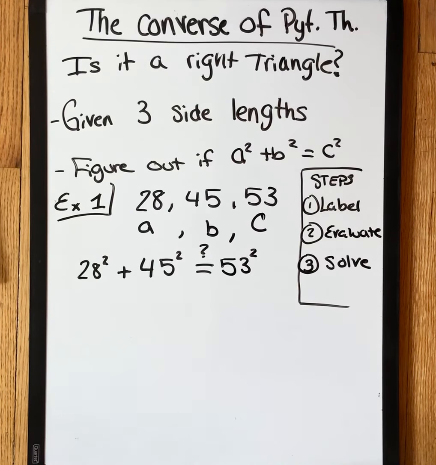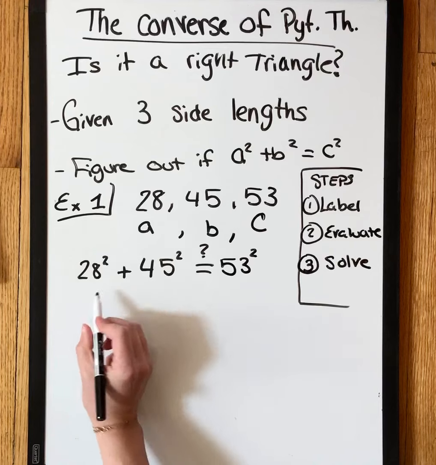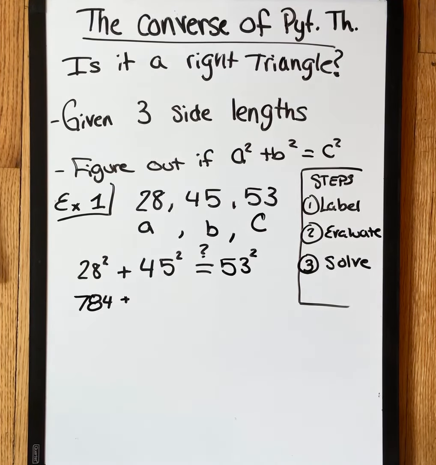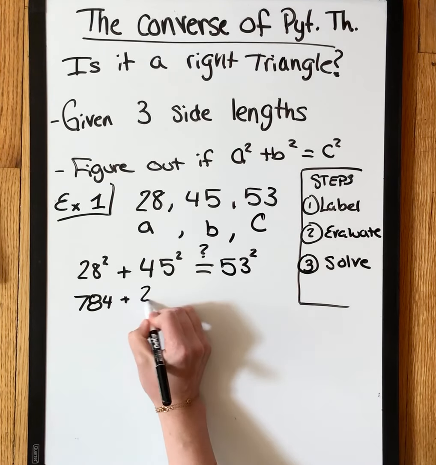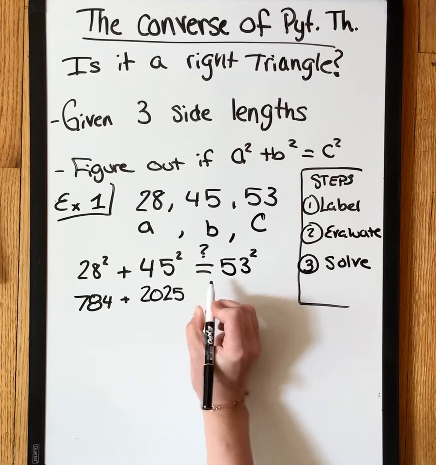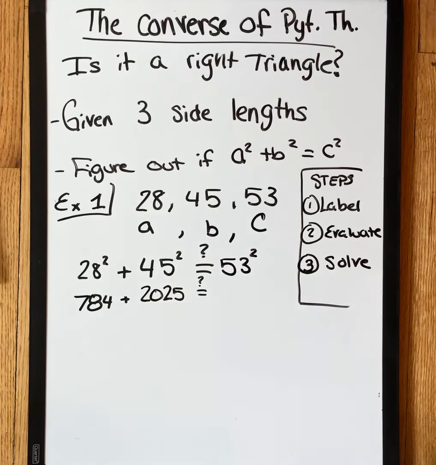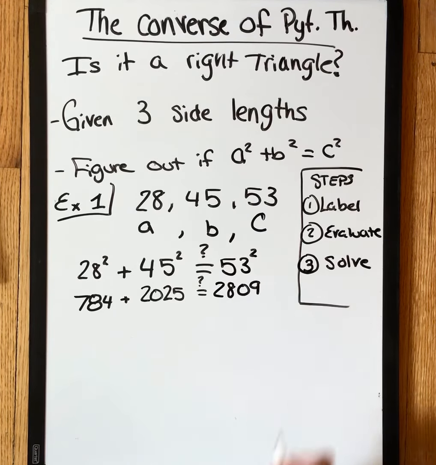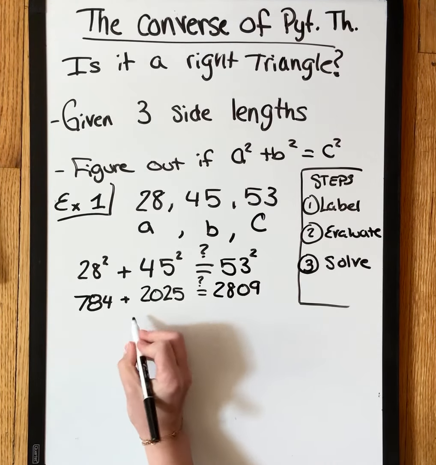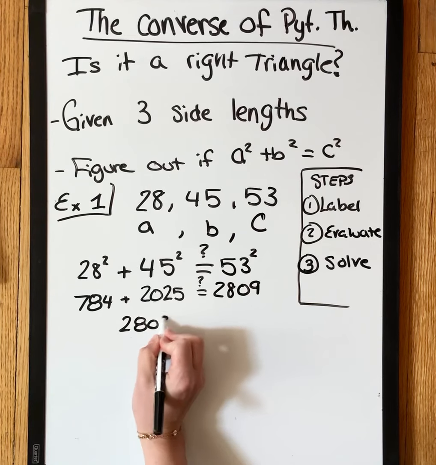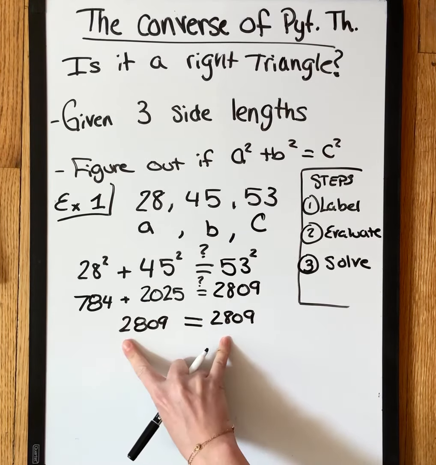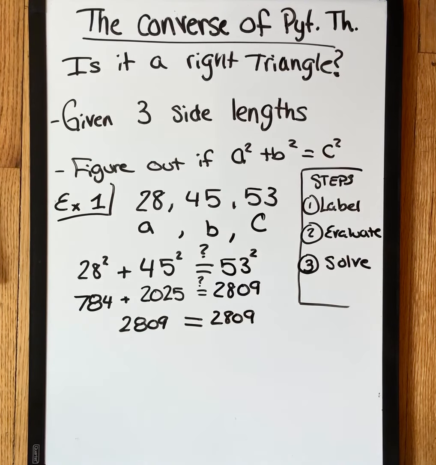Step by step, this looks like this. 28 squared is 28 times 28. That gets me 784 on my calculator. Nothing I would expect you to know off the top of your head. 45 squared, if I plug that into my calculator, I get 2025. Is that equal to 53 squared? Well, 53 squared is 2,809. If I add these two up, I do get 2,809. That does equal 2,809. So since I have the same number here, they are equal.